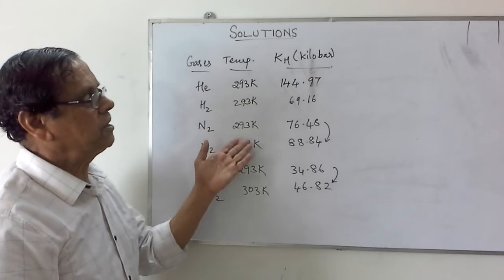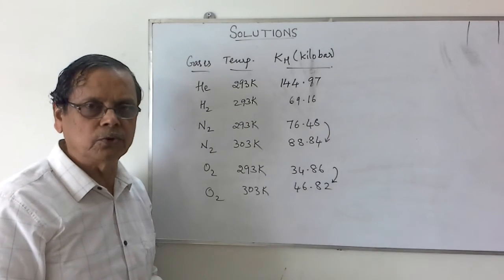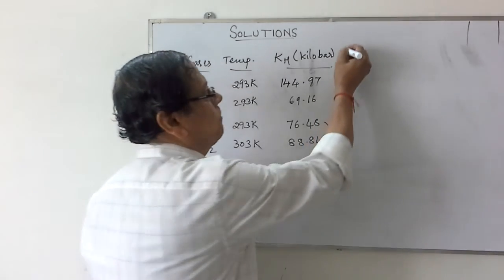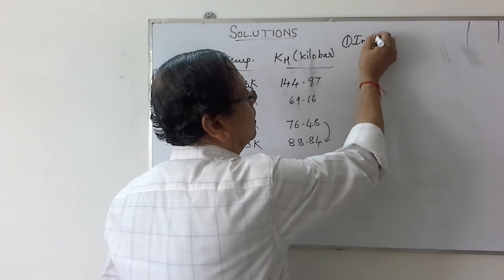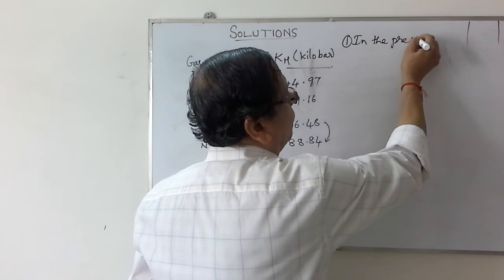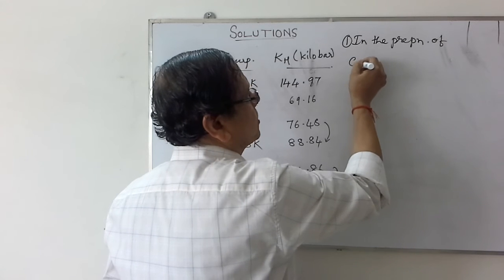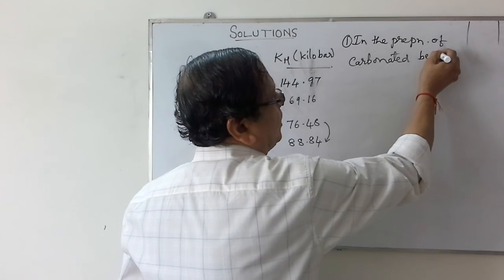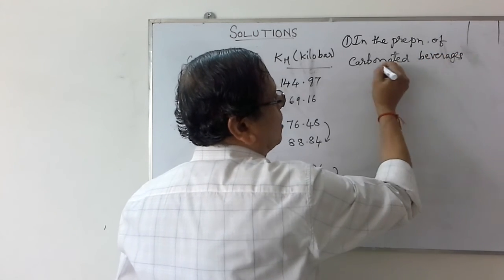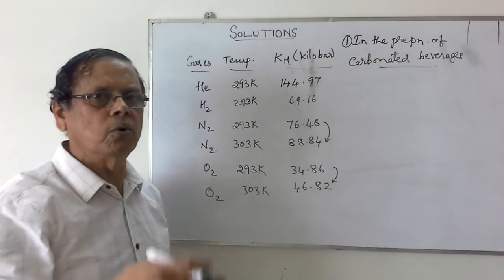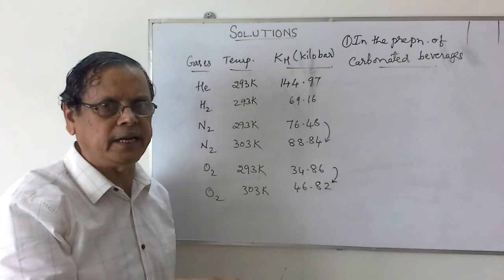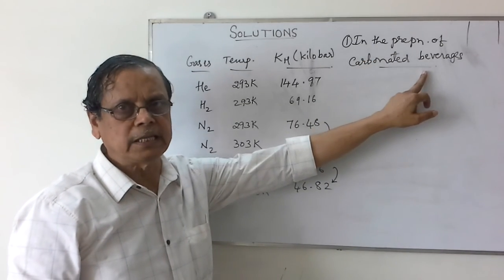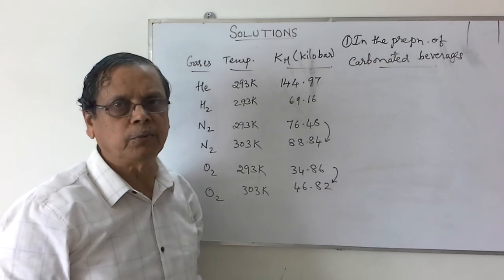So this effect of pressure on the solubility of the gas can be used in various fields, various applications. For example, one important application is in the preparation of carbonated beverages. Suppose you take soda water. Soda water can be prepared by applying more and more pressure of carbon dioxide and passing it through the water. As the pressure increases, the solubility of the gas increases, and hence we can prepare the carbonated beverage.